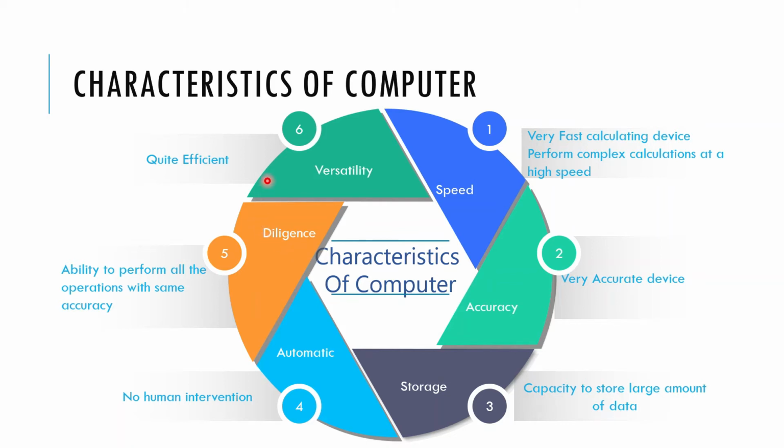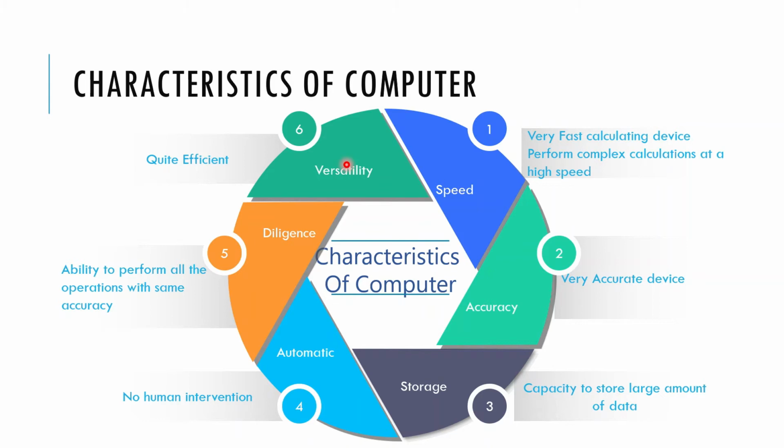And the last one we have is versatility. It's a quite efficient device. It can perform different types of jobs efficiently. They can work on different types of data such as graphics, audio, video, text, etc. So these are some of the characteristics of modern computers. The points which you need to remember regarding the characteristics of computer are speed, accuracy, storage, automatic, diligence and versatility.